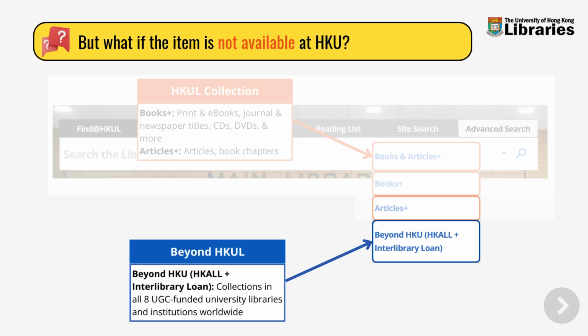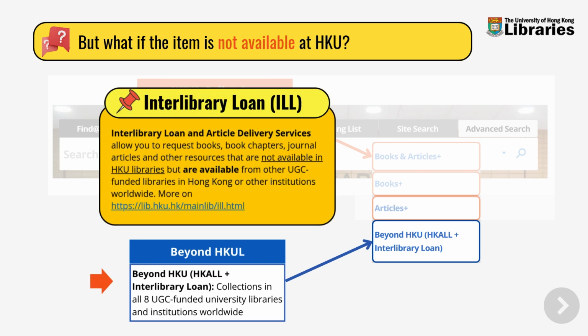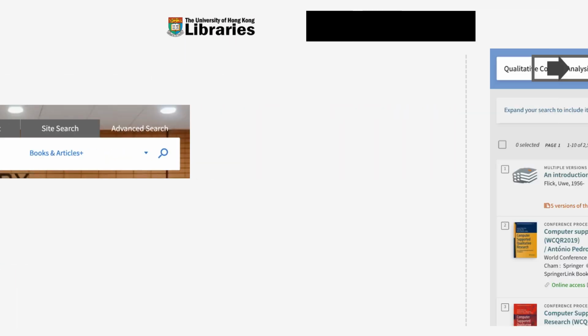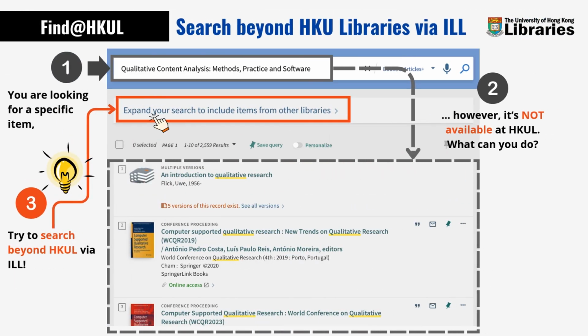Today we'll learn how to use the Interlibrary Loan service when you need materials that are not in the HKU Libraries. The Interlibrary Loan and Article Delivery services allow you to request books, book chapters, journal articles and other resources that are not available in HKU Libraries, but can be borrowed from other UGC-funded libraries in Hong Kong or institutions worldwide. Let's imagine you're working on a research project about qualitative research methods.